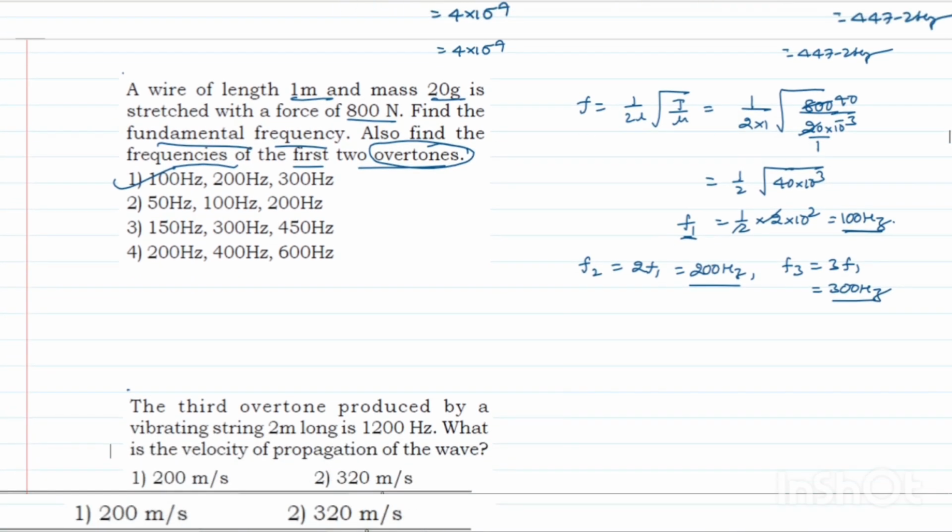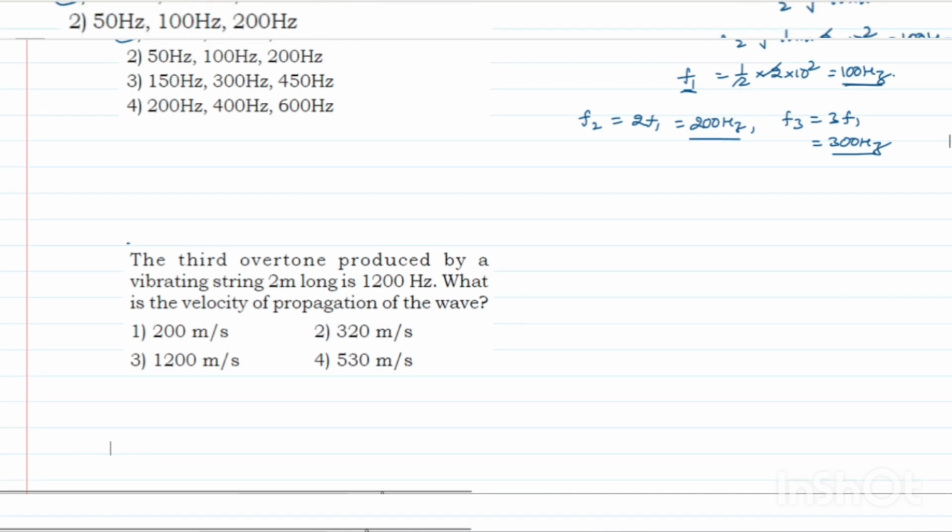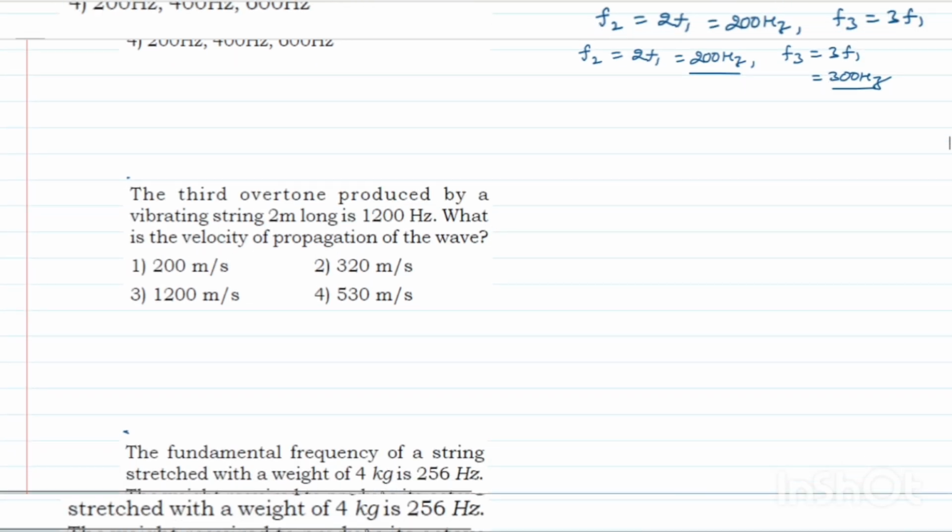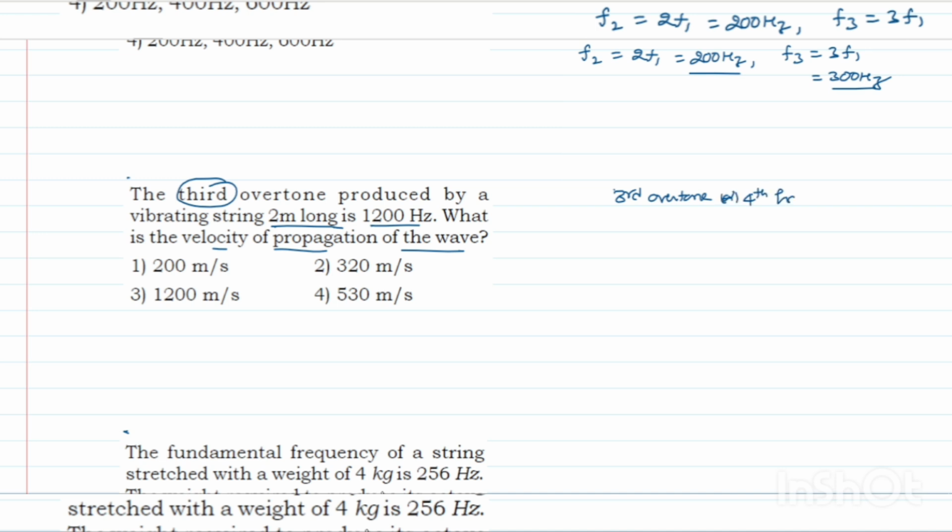Let us see the next question, students. The third overtone produced by a vibrating string of length 2 meter is given as 1200 Hz. What is the velocity of propagation of the wave, they are asking? Here the third overtone is already given, which we will call the fourth harmonic, students.